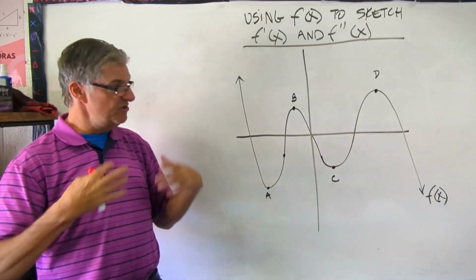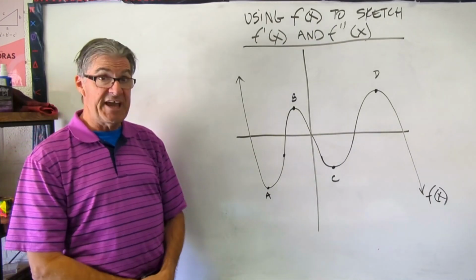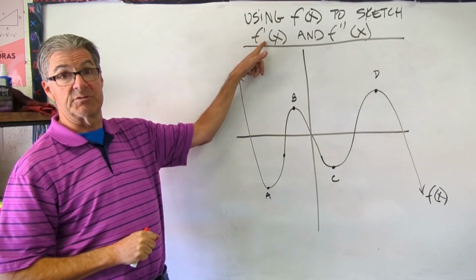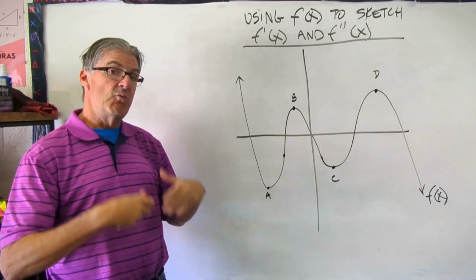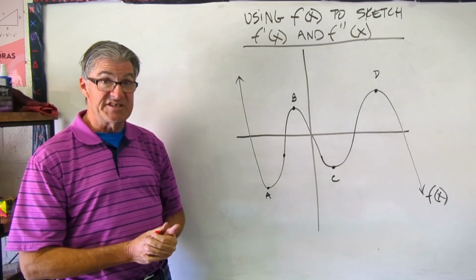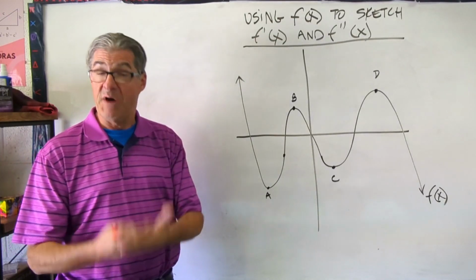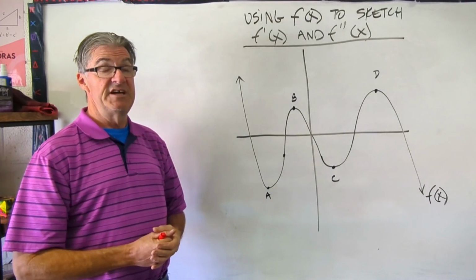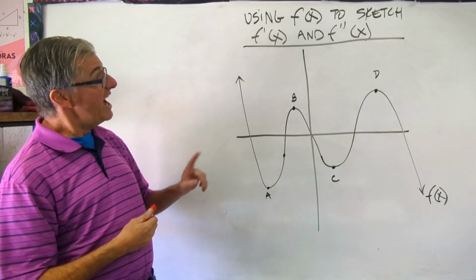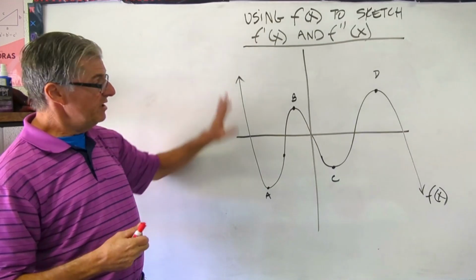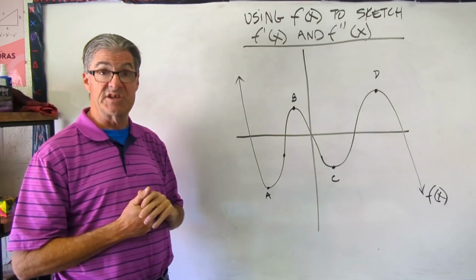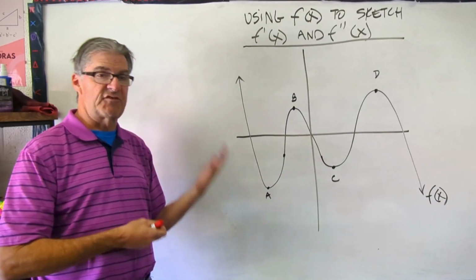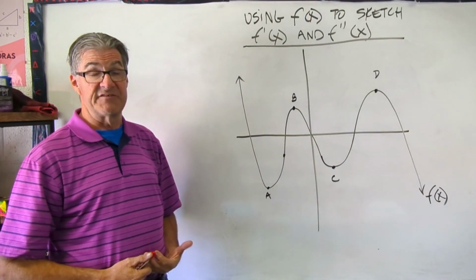You don't have the equation, so you can't really plot points, but you can tell what the derivatives are going to look like. So let's take a look at the first derivative. Remember that when the function is increasing, the first derivative is positive. When the function is decreasing, the first derivative is negative. So to accurately sketch the first derivative, we need to notice the turning points of the function. Because you'll remember, at a turning point, the function changes from increasing to decreasing or vice versa.